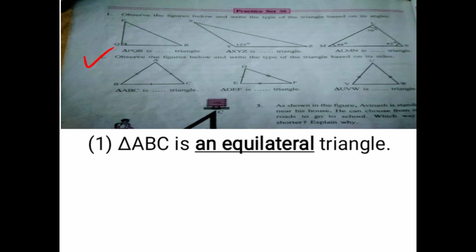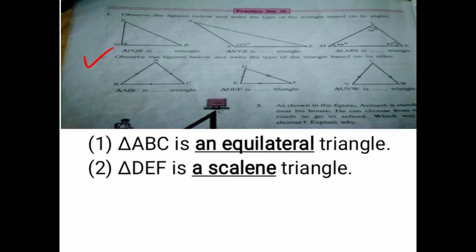Next one, triangle DEF. Look at the marks. Do we have the same mark on all three sides? No, we have different marks. Side DE has one mark, side EF has two marks, and side DF has three marks. So the three sides are not equal. All three sides are different. If all three sides are different, then triangle DEF is a scalene triangle.